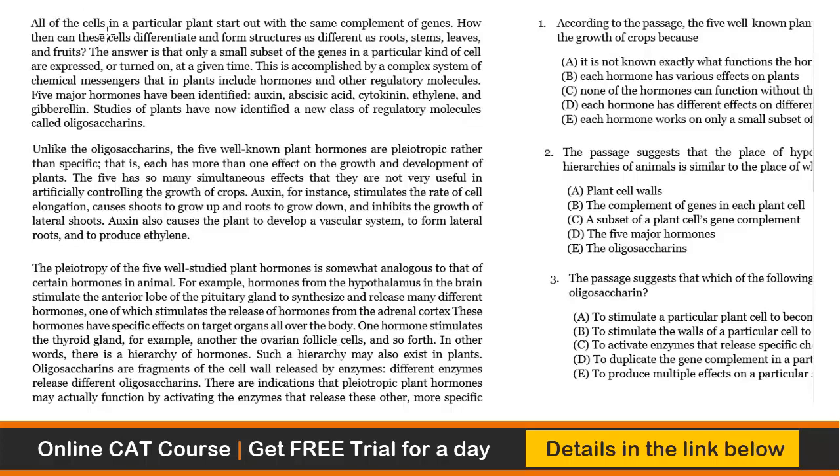It says, all of the cells in a particular plant start out with the same complement of genes. How can these cells differentiate and form structures as different as roots, stems, leaves, and fruits? The answer is that only a small subset of genes in a particular kind of cell are expressed or turned on at a given time. This is accomplished by a complex system of chemical messengers that in plants include hormones and other regulatory molecules. 5 major hormones have been identified. Auxin, and then all the names have come.